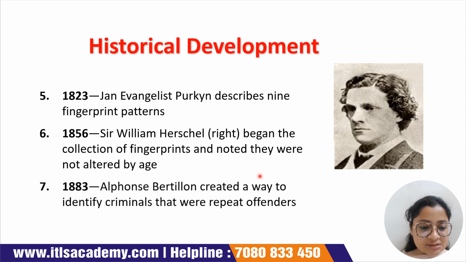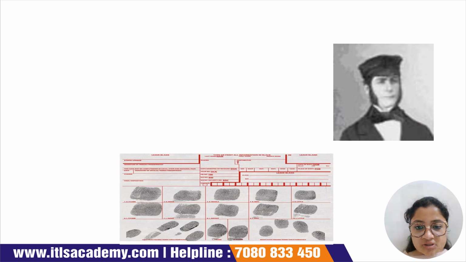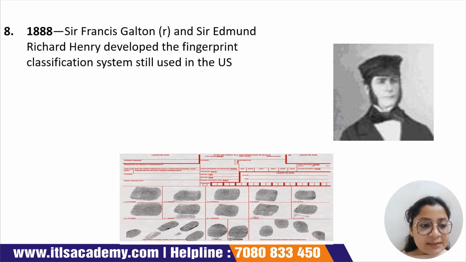And then in the year 1883, there was someone called Alphonse Bertillon who created a way to identify criminals that were repeat offenders. Repeat offenders means the same set of people who are performing the same type of crime again and again. Okay. Then in the year 1888, we had Sir Francis Galton and Sir Edmund Richard Henry, who developed the fingerprint classification system, which is still used in the US. So this is obviously a major and a very important historic milestone, isn't it?